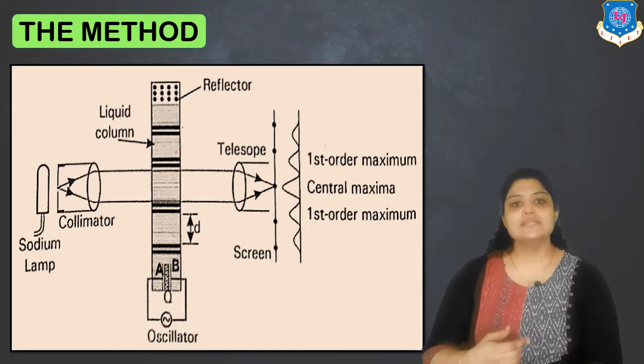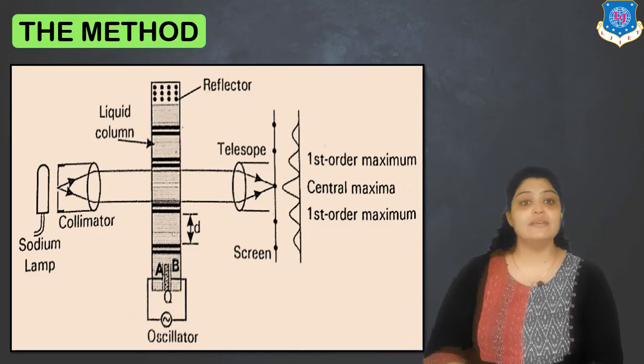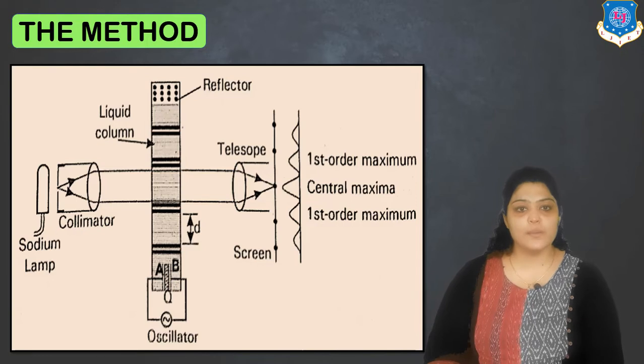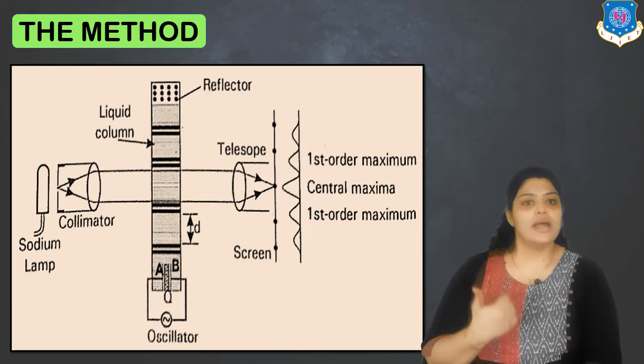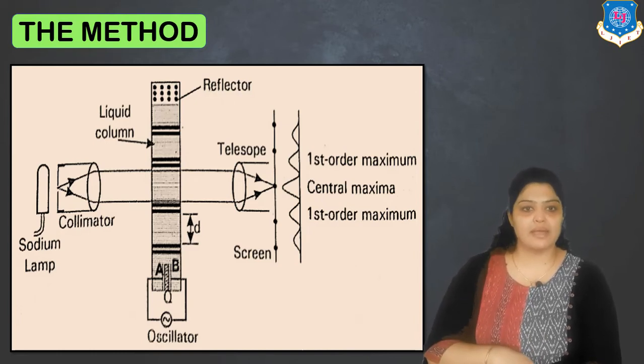So in this diagram, you can see that there is a liquid column in between. We have a transparent liquid column. Why? Because we are going to take readings from it. So there is a transparent liquid column. On the top of the liquid column, there is a reflector. You know, ultrasonic waves have a property. Whenever there is a change in medium, they are reflected back.